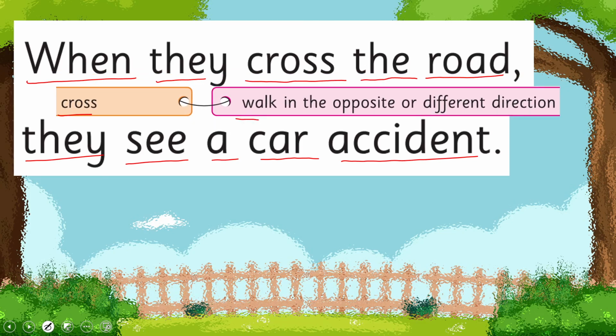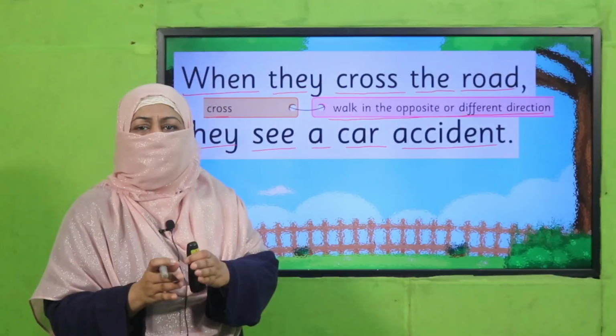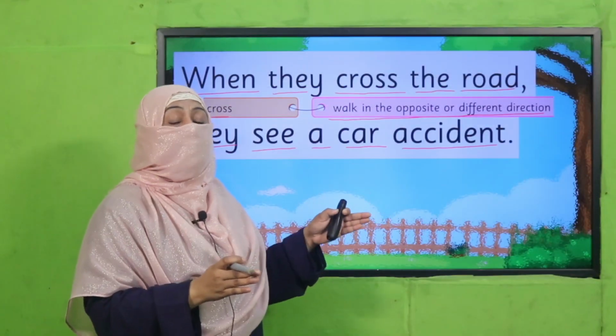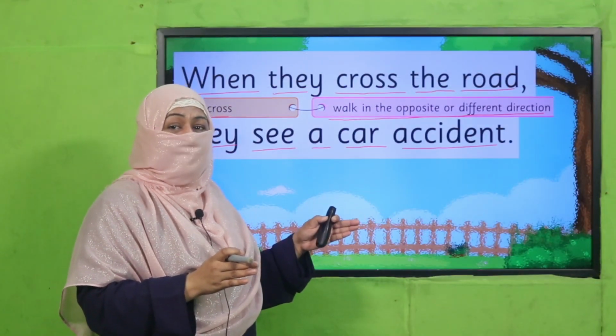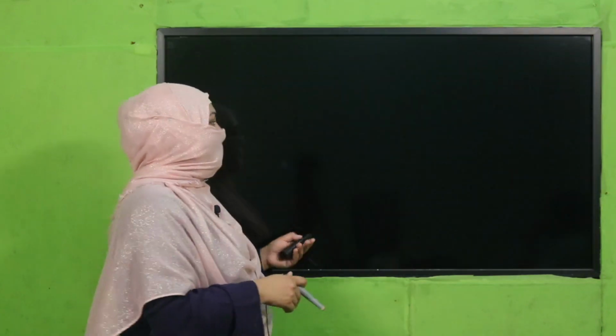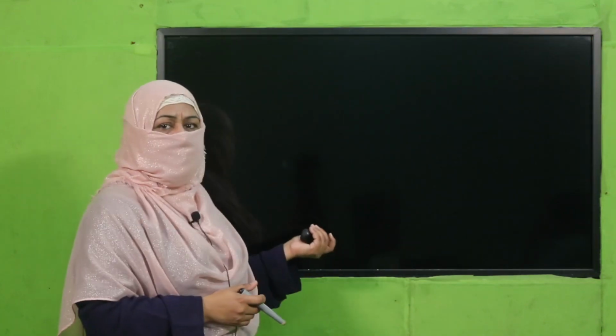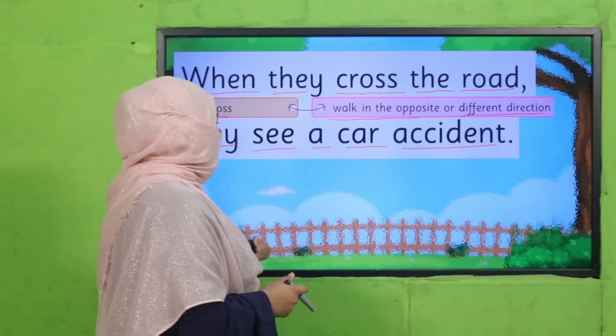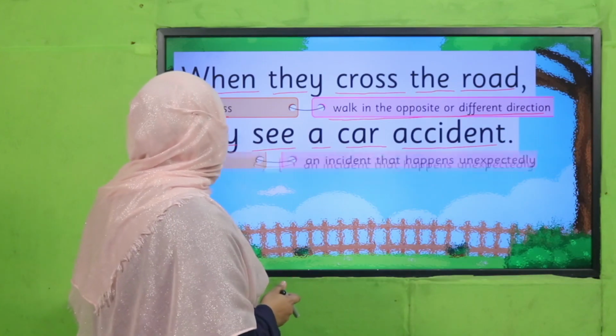Cross means they walk in the opposite or different direction. So they are from one side of the road, they are going on the other side. And from where should we cross the road? From the zebra crossing. Good. So they were crossing the road and they see an accident.